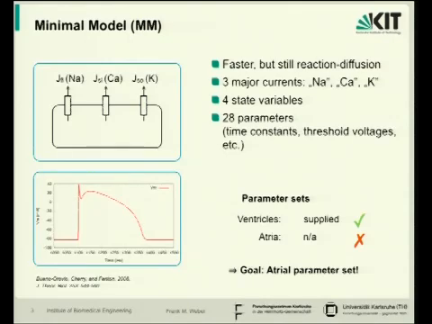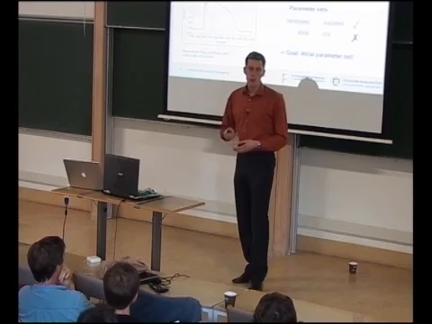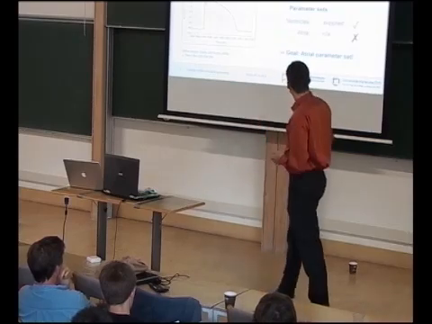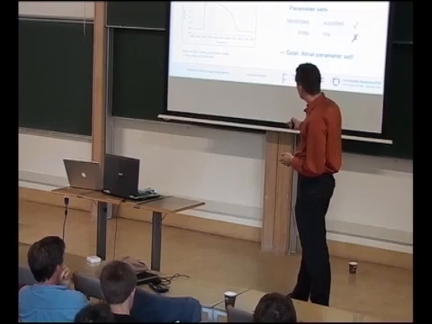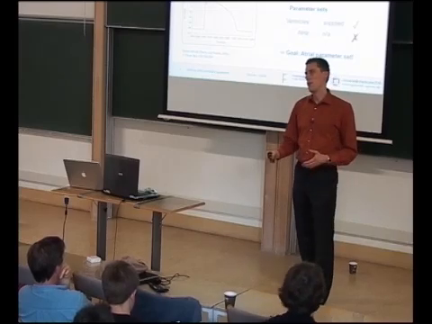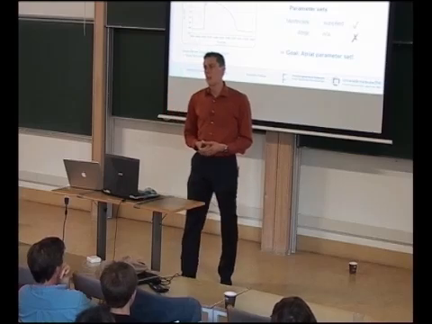And here, Bueno-Orovio, Elizabeth Cherry and Flavio Fenton proposed a minimal model last year, which basically describes three major currents. You may think of them as sodium, calcium, and potassium. And it's only controlled by four state variables. Now you can tune this model with a set of 28 parameters, like time constants and threshold voltages, to reproduce the action potential shape and also restitution properties as you desire. They supplied parameter sets for the ventricles, as you can see here, but none for the atria.